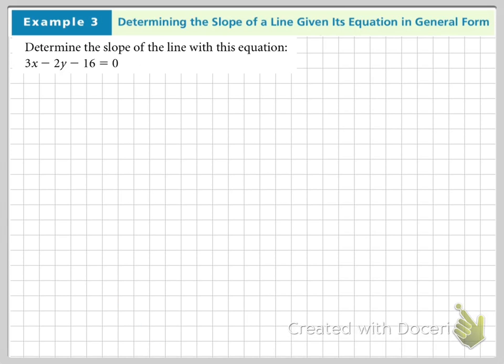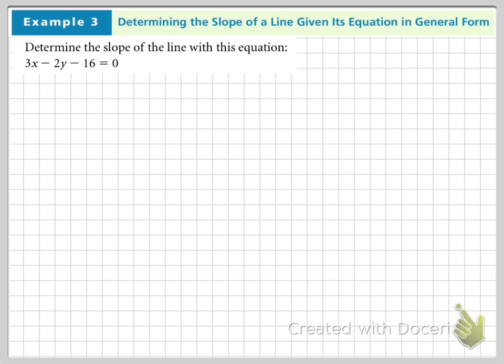Example 3. Determine the slope of the line with this equation. Well, to figure out the slope of this line, we're going to have to change it and put it into the slope-y-intercept form. The best way to do that, or the easiest way for this one, is to add 2y to both sides of this equation.